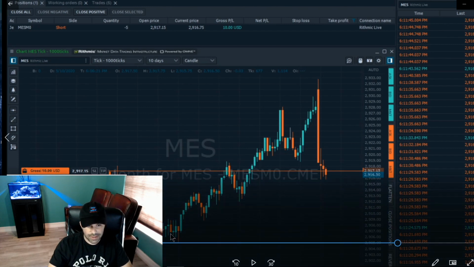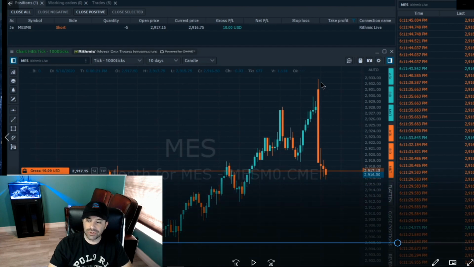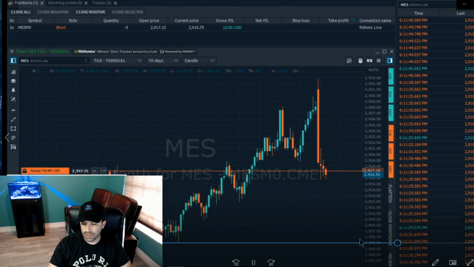As a matter of fact, you see down here where my mouse cursor is, this is the 2900 area. Look at that bounce from 2900 area right here. That's 2904, 2903, all the way to 2933. So that shows you that that area is pretty strong support.